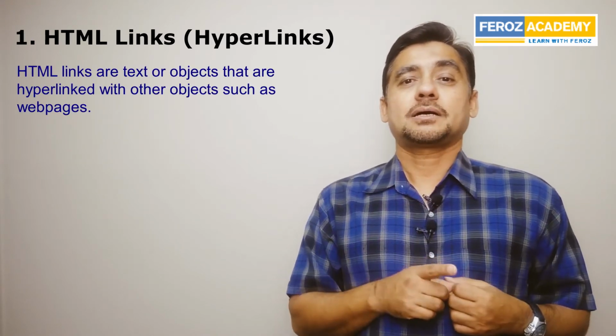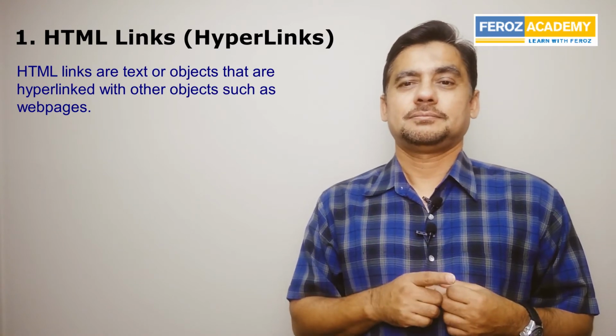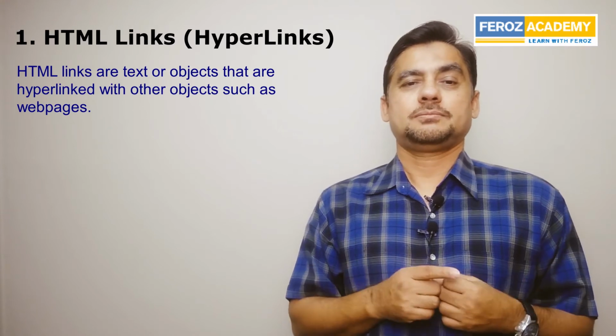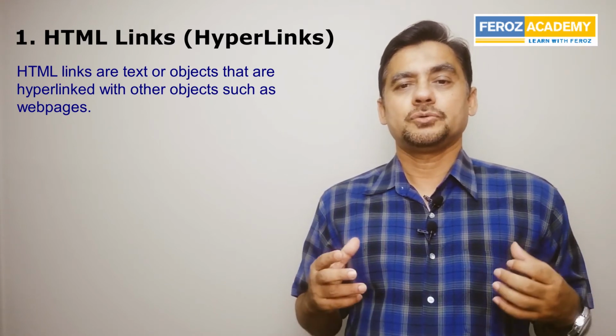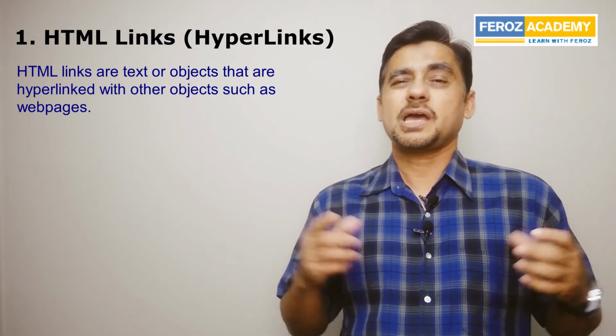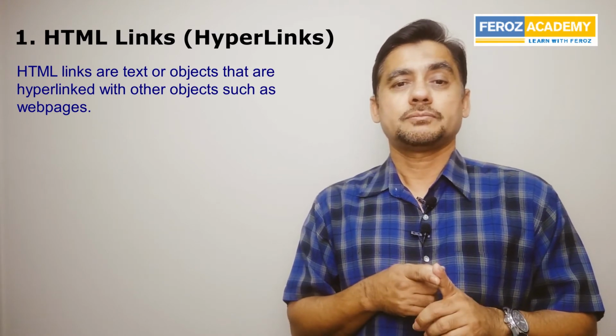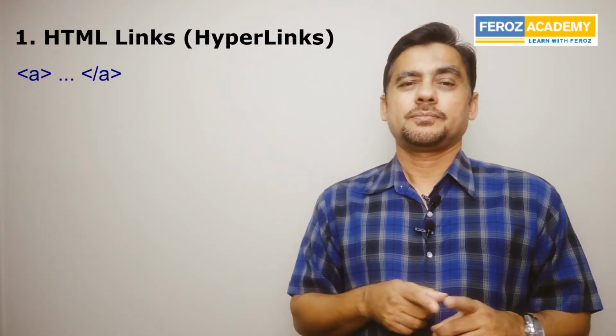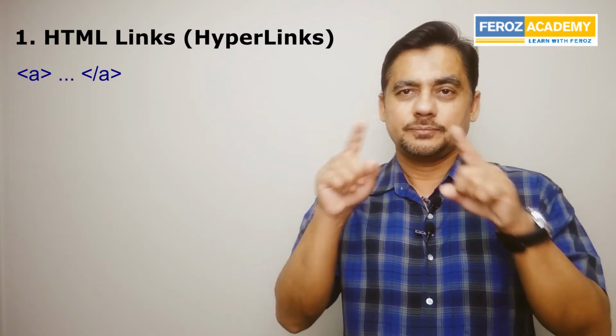HTML links are called hyperlinks. We use the hyperlinks to link our web pages. Hyperlink can be used to link pages to text, images, button, or even video. The tag that we are using to create a hyperlink is called link tag, represented as A.